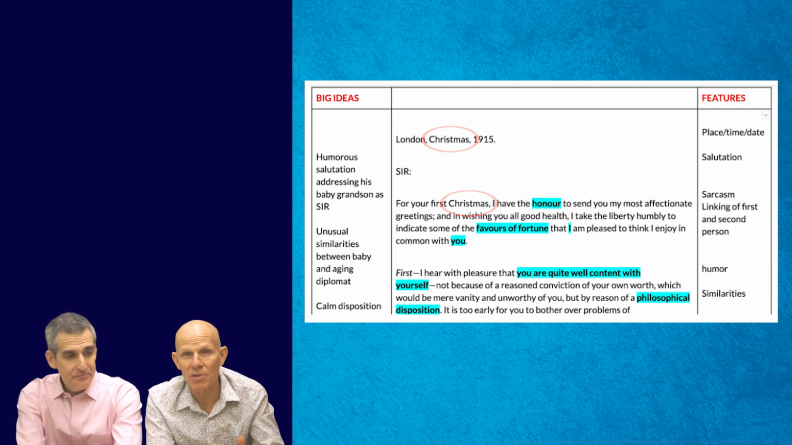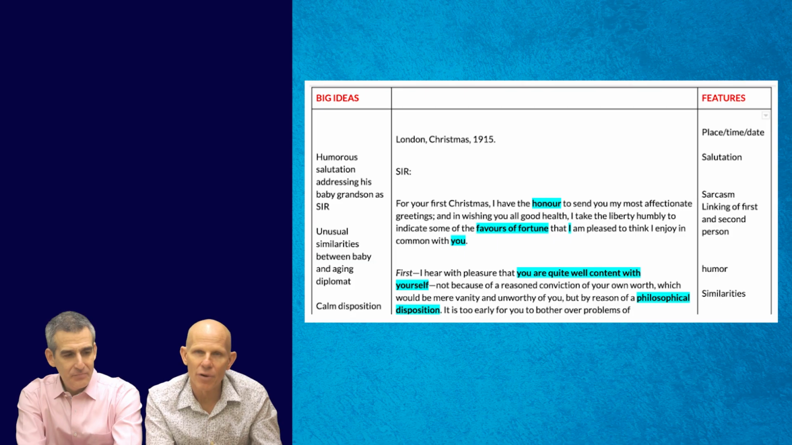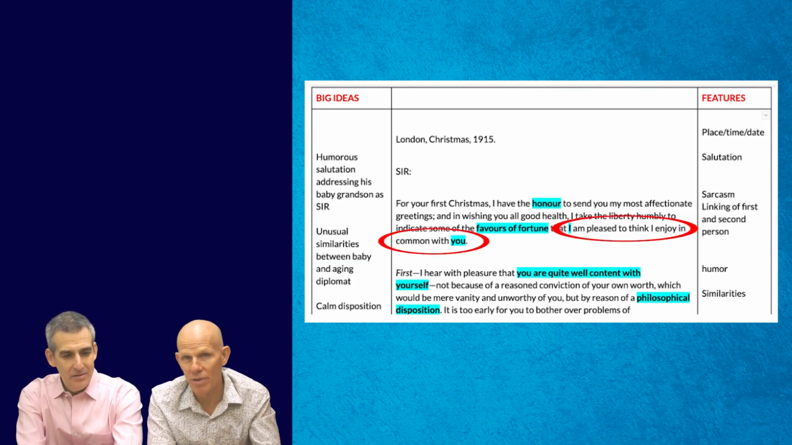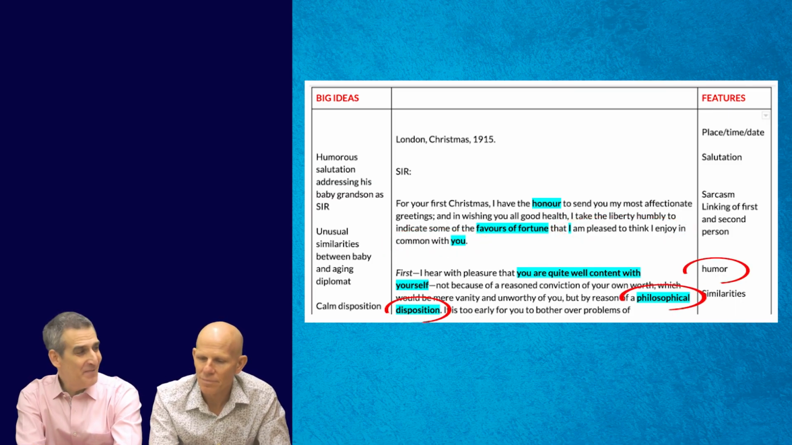That's right. Okay? So we see the purpose of the letter. We see that in the first paragraph, that the purpose of the letter is to discuss all the different commonalities that he has with his grandson. This is, again, very important to pay attention to. It's funny because he's talking about this philosophical disposition.